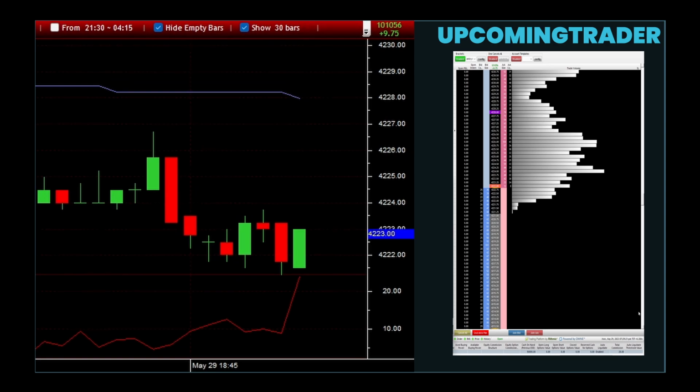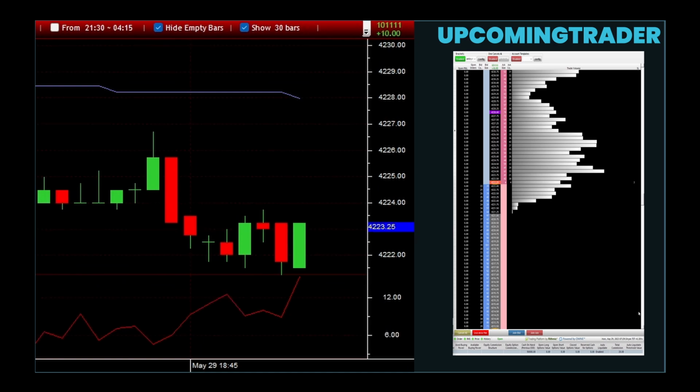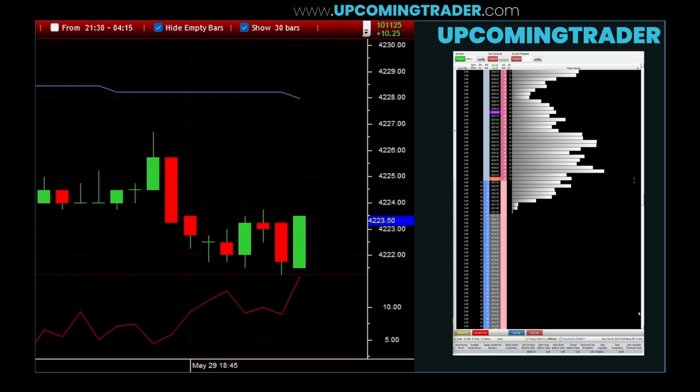Additionally, understanding how price behaves when it approaches these single print zones can provide valuable insights for trade entries, exits, and risk management. A strong rejection at a single print area, for instance, could signal a reversal, offering traders an opportunity to enter trades with tight stop losses, minimizing risk.